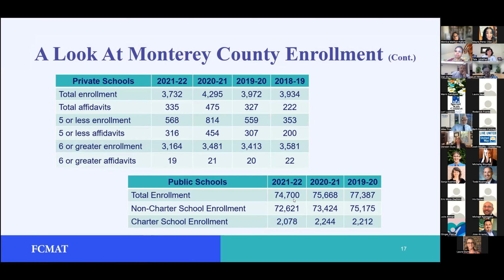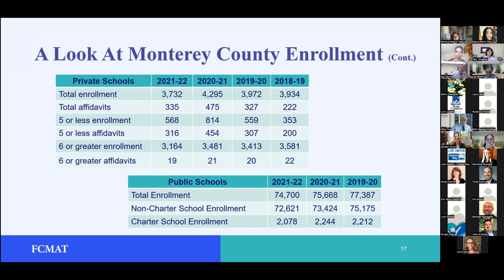And then private school data, including the disaggregation of 5 or less or 6 or greater. Because we're talking about kids, we don't worry about the number between 5 and 6. Kids don't come in. We don't count fingers and toes. We count the whole child. So don't worry about that distinction there. And then public school enrollment, non-charter and charter.